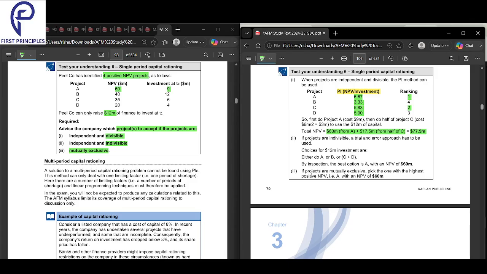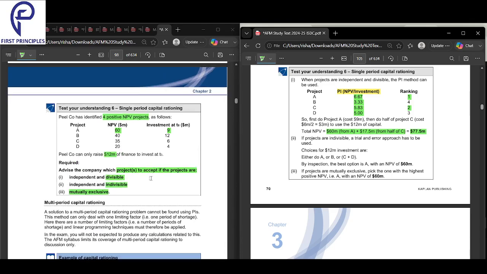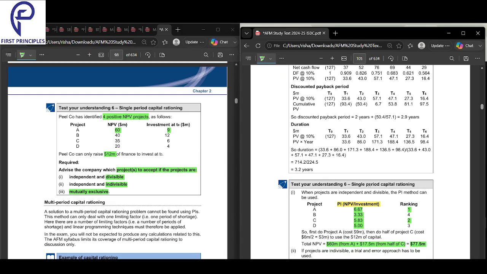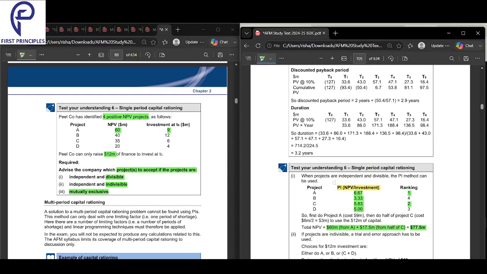Okay, so TYU6 is also complete here. We've got a strong understanding about TYU6. TYU5 we have finished in the previous session. We have discounted payback period. We'll look into it as we are looking into payback.